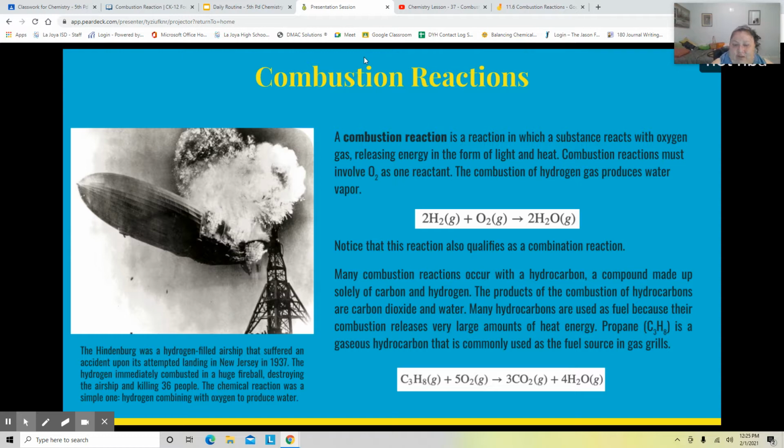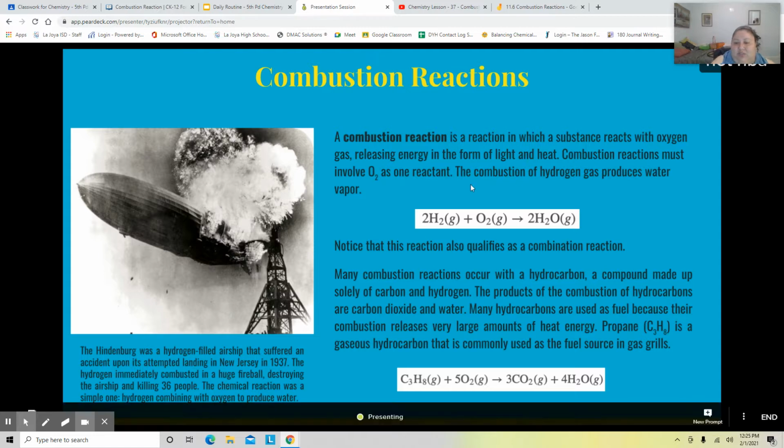And here you have your first example, the combustion of hydrogen gas. Anytime you have hydrogen gas undergoing a combustion reaction, it's going to produce water vapor. And you can see the formula in the reaction here: H2, hydrogen, plus oxygen gives us that water molecule that we love, and that we need. Notice that this is not only a combustion reaction, but you can also classify it as a combination reaction. You have hydrogen and oxygen combining to form that water molecule.